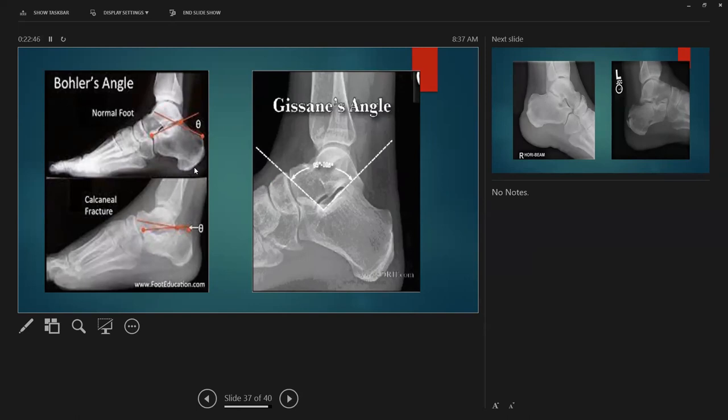Then next is your GCM angle. For the GCM angle, you measure a line between the downward and upward slopes of your calcaneum. The normal degree is 95 to 105. If there is any increase in this angle, it is also suggestive of a calcaneum fracture. So in X-ray, we look for the Bohler angle and GCM angle.